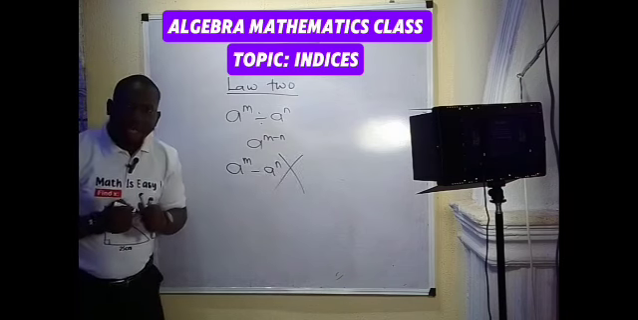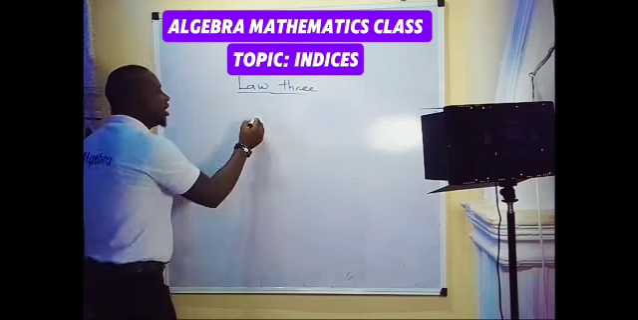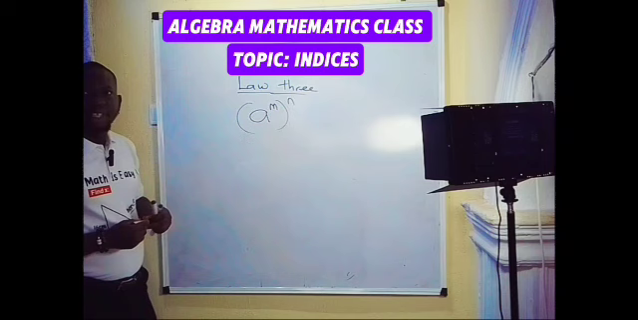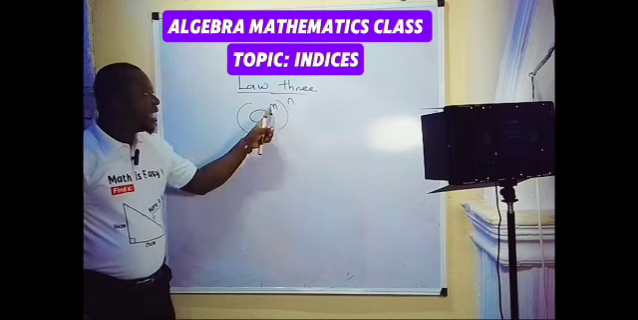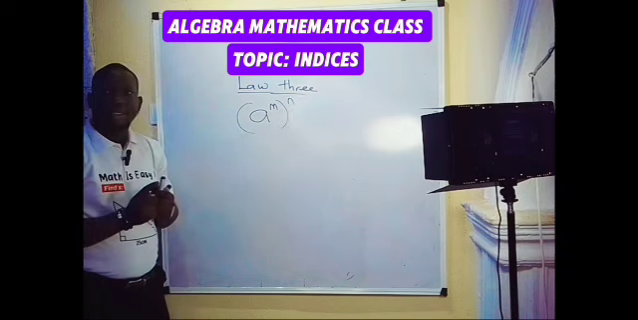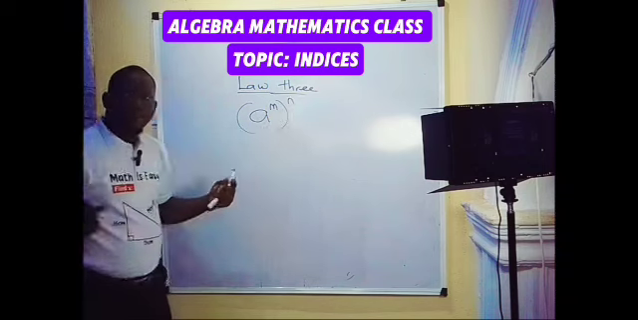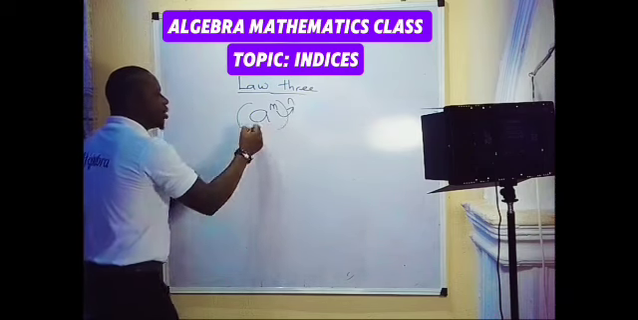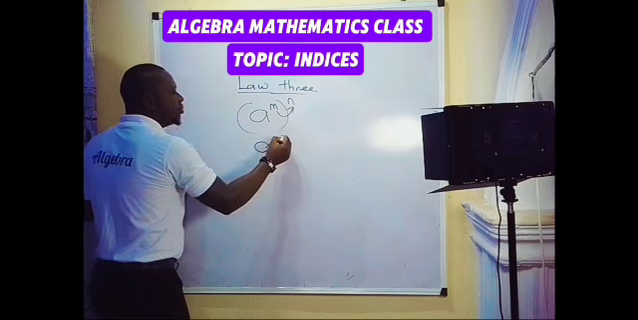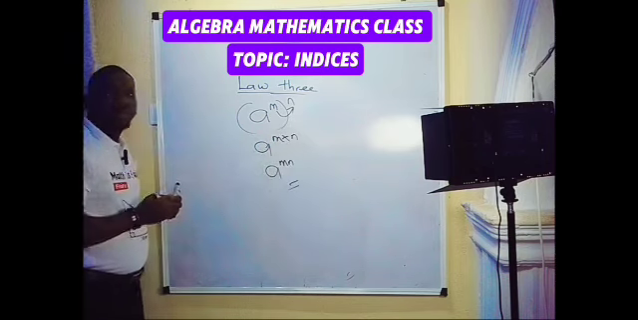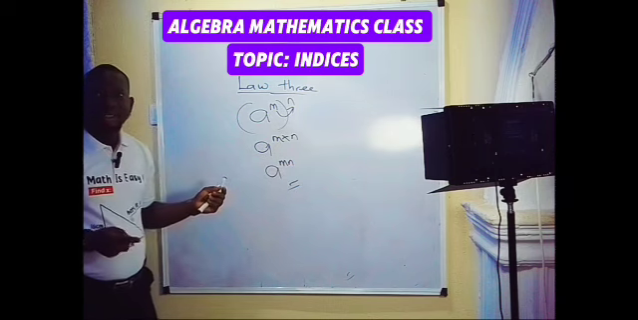Take note of that. Okay, law 3. For law 3, I have a raised to power m, or bracket n. This is a power. This is another power. Power and power, we can multiply the 2. We can multiply these 2, and we have a raised to power m times n. That's what the law is saying.